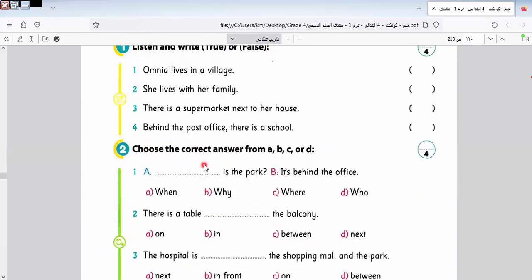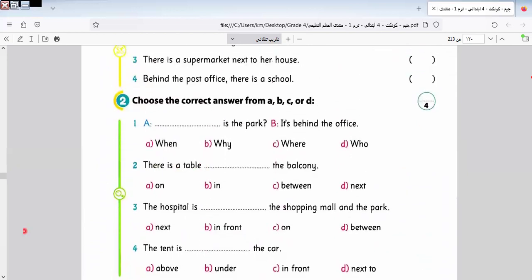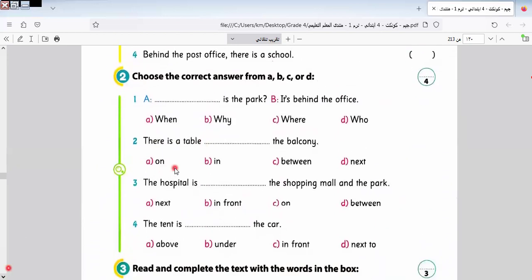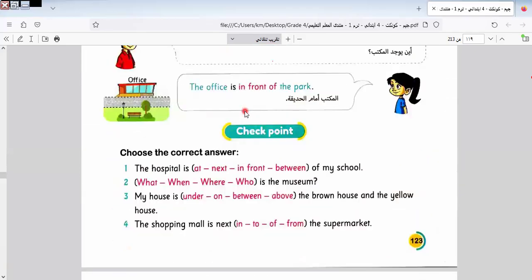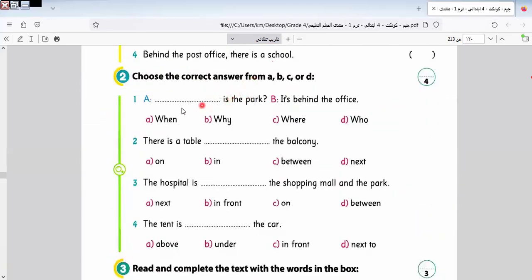I will answer the questions related to this lesson directly. I will leave this and answer the questions that are related to the lesson to make the video shorter, not longer. The space in the park is behind the office. So as we told you in the topic, what do we talk about? About the places. So we use where.